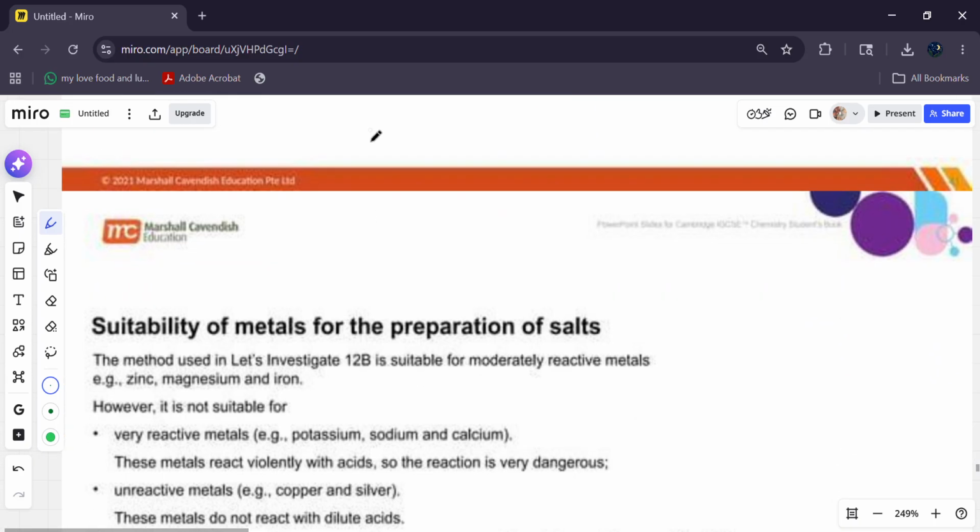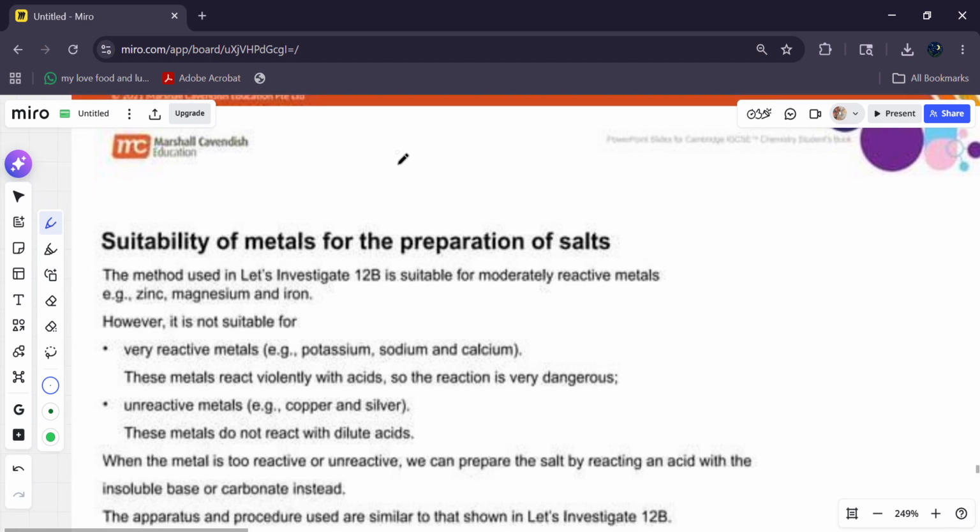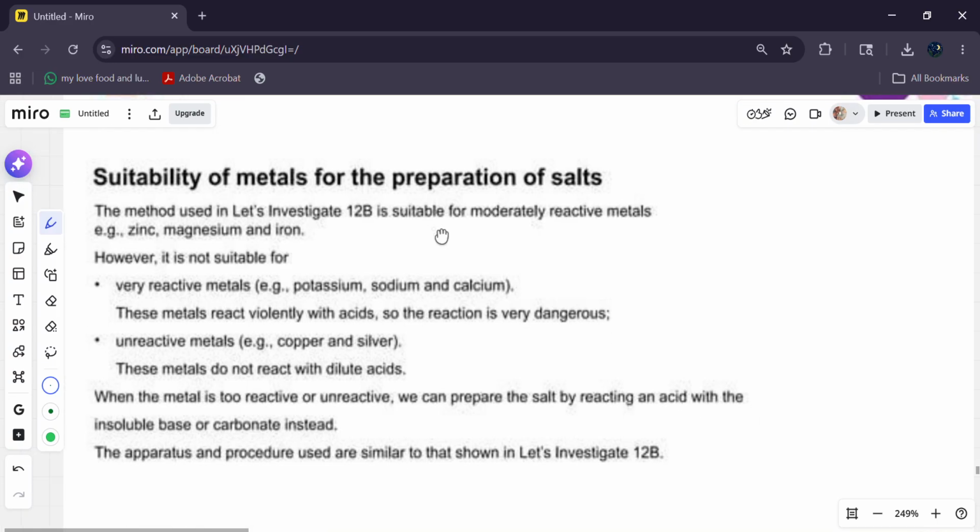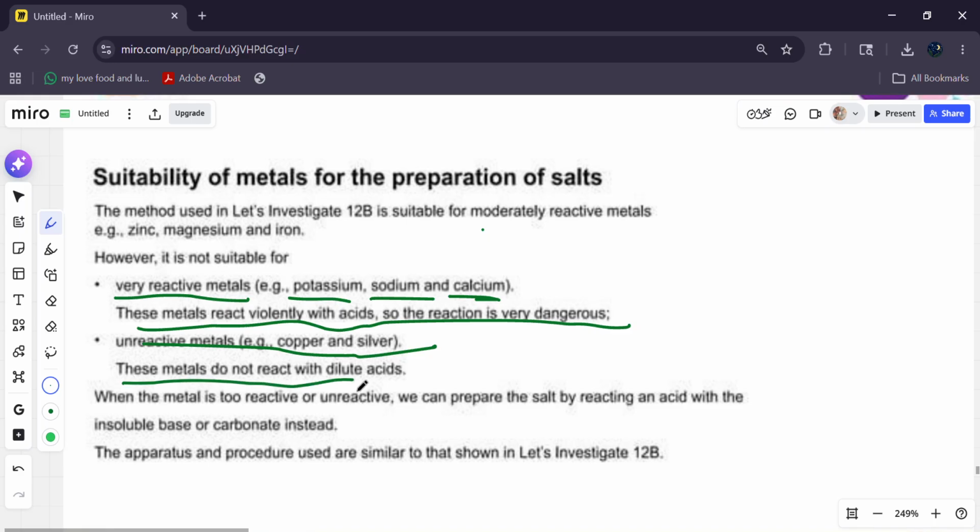Now, the suitability of metals for the preparation of salt. This method, used in the investigation in 12B, which is only shown in your textbook, is suitable for moderately reactive metals. However, it is not suitable for very reactive metals such as potassium, sodium, and calcium, which are all in the reactivity series. These metals react very violently with acid, so the reaction is very dangerous. Unreactive metals like copper and silver, which are also in the reactivity series, do not react with dilute acids.